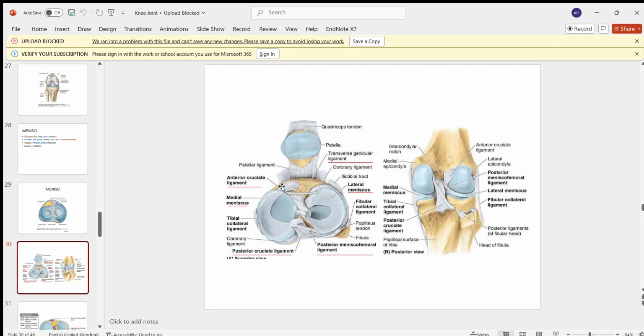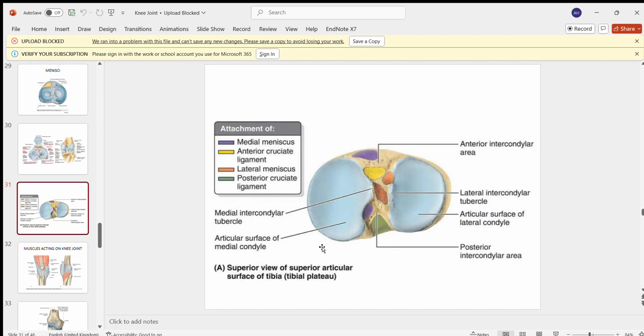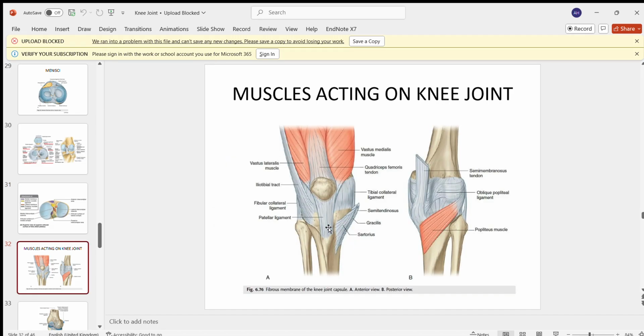Here you can see this is the medial meniscus, this is the lateral meniscus, this is the anterior cruciate ligament, this is the posterior cruciate ligament, and this is the patellar ligament. These are the ligaments of the knee joint. Here again we can see these are the sockets for the menisci. These are the attachments of anterior and posterior horns of the medial and lateral menisci, plus the anterior cruciate ligament and the posterior cruciate ligament. This is basically the superior surface of the two condyles of the tibia.